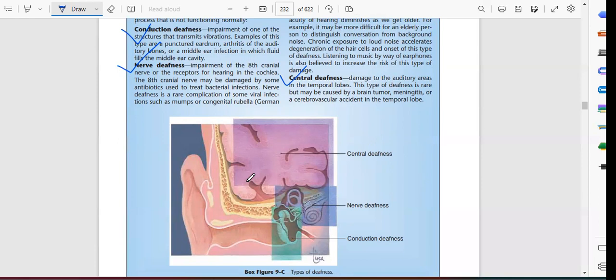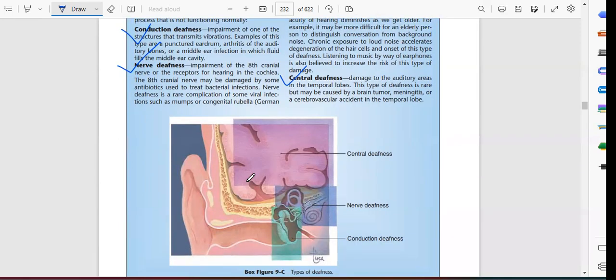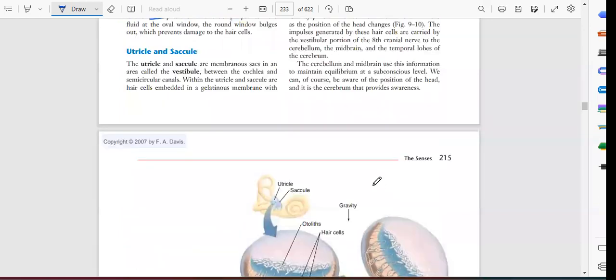Another patient will always put a pen in, or he will always clean his ear. So some sort of damage to the eardrum occurs. So it is conducting deafness. So these are the different types of deafness we see.